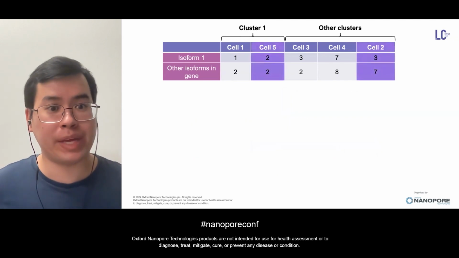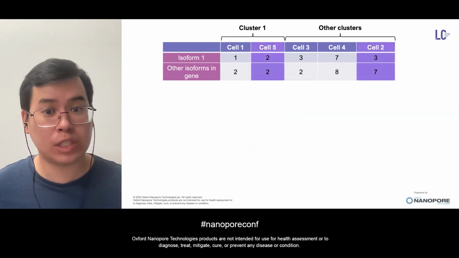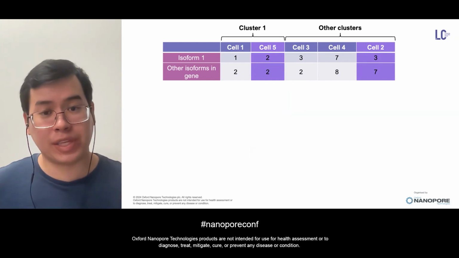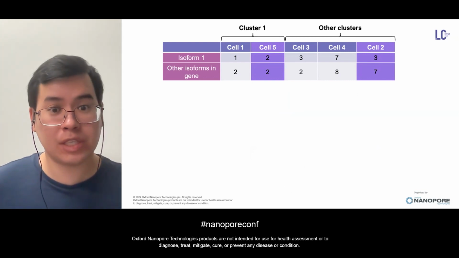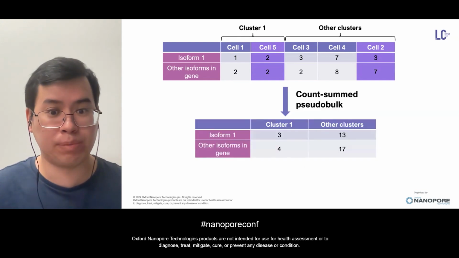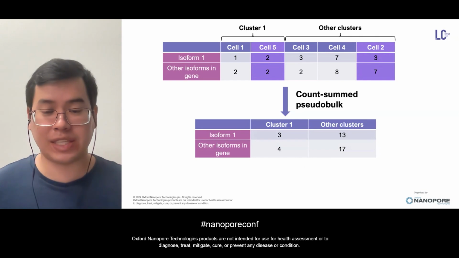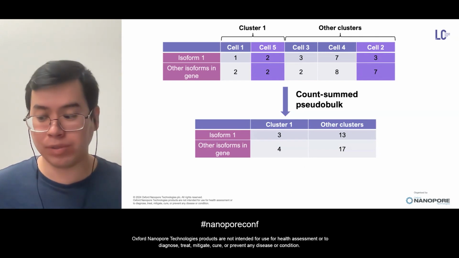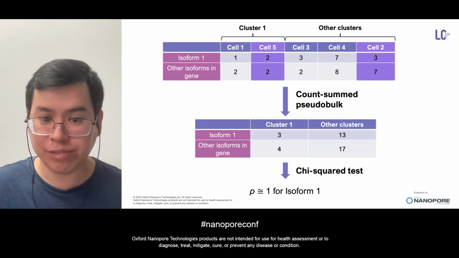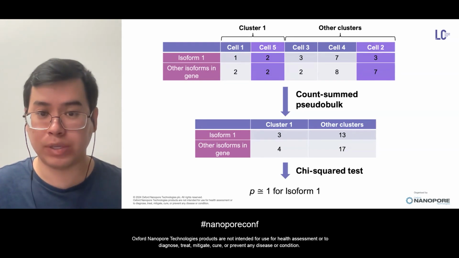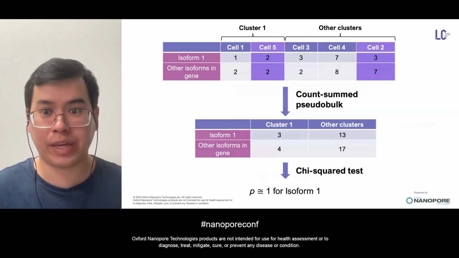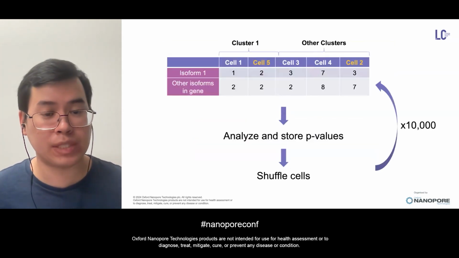Now, we're going to remember this p-value, and we're going to go back and do it all over again, except we're going to randomly swap the cells between clusters. Now, when the cells are shuffled between the clusters, the counts are shuffled with them, which means that when you go through the same count-summed pseudo-bulk analysis and get the same 2x2 contingency table, the counts inside are actually quite different. And so you get a different p-value after the chi-squared test. Now, we're going to remember this p-value again, go back and do this 10,000 times.